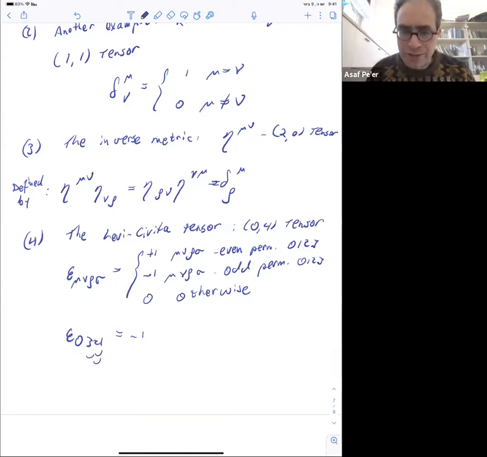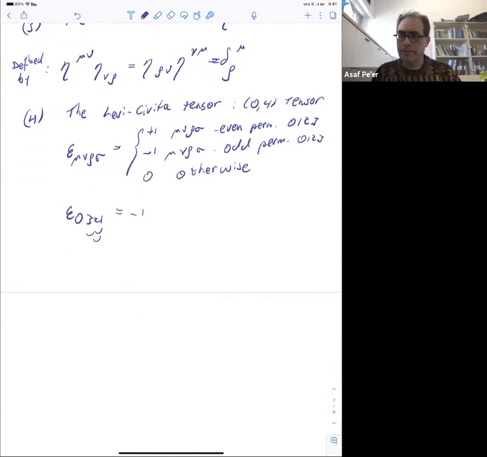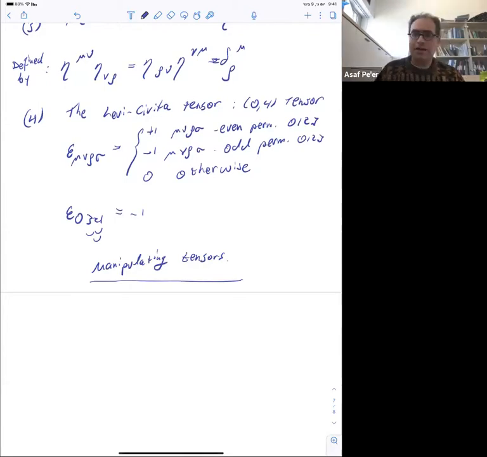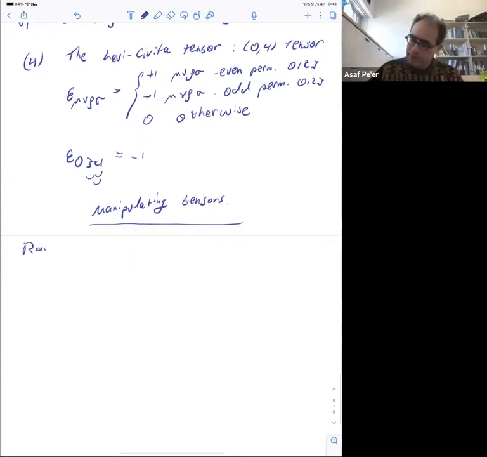What can we do with tensors? Questions so far? No? Okay. Manipulating tensors. One thing we can do with tensors is to raise or lower indices.